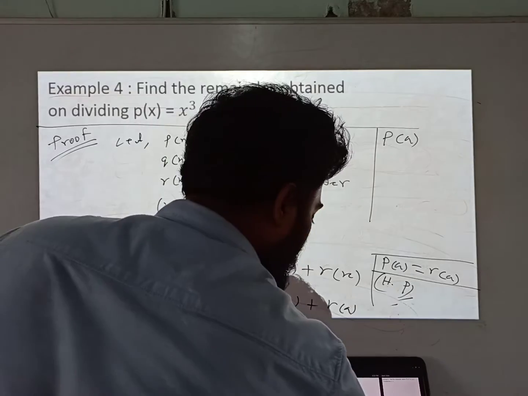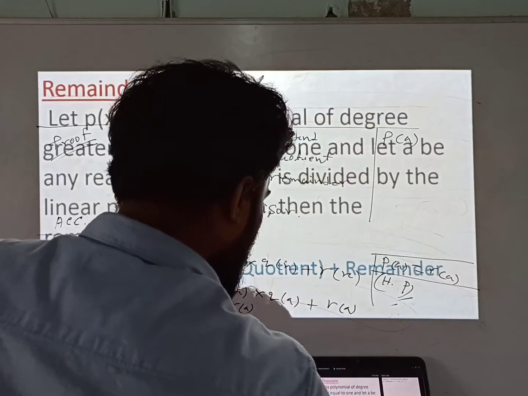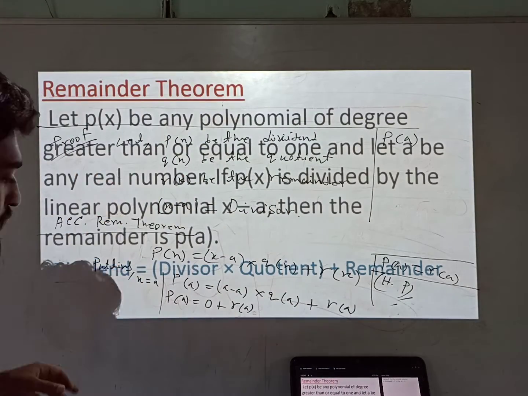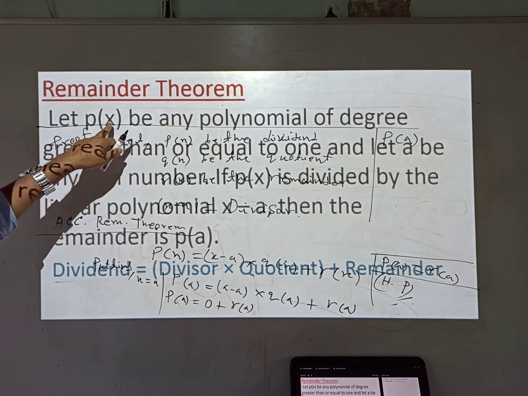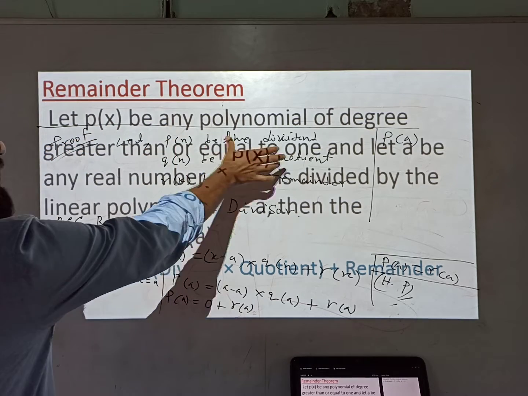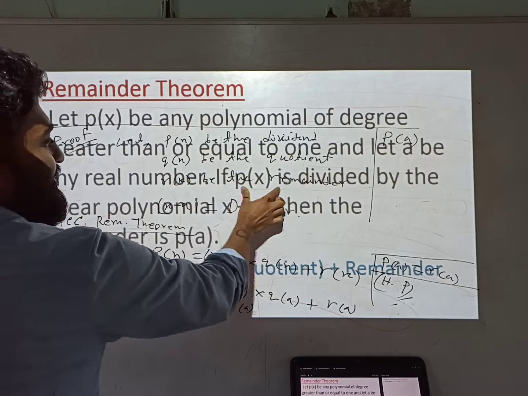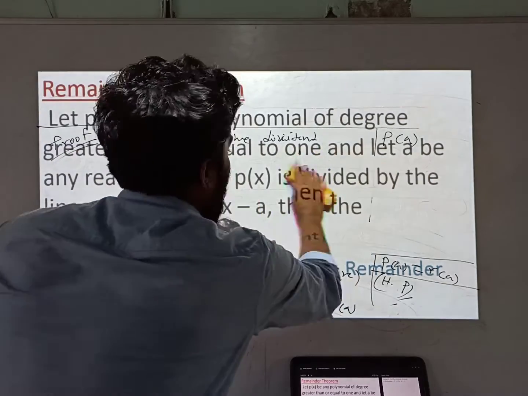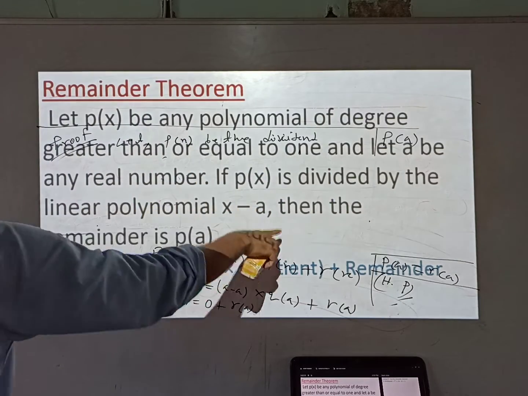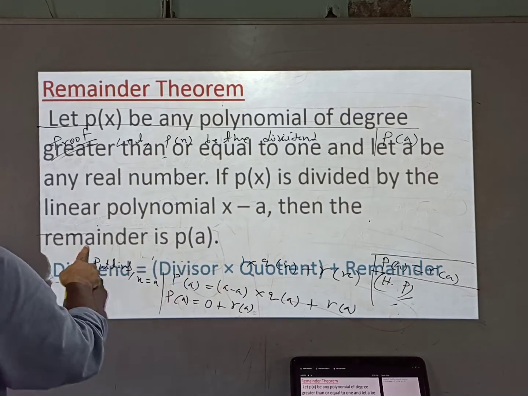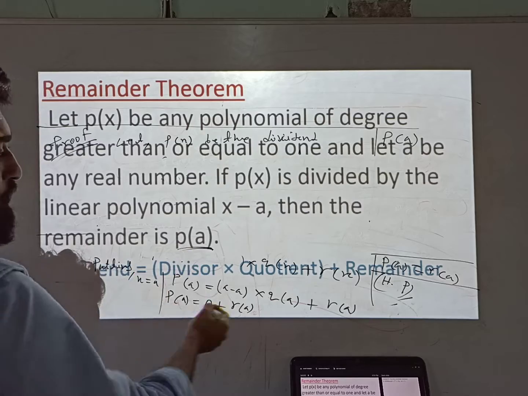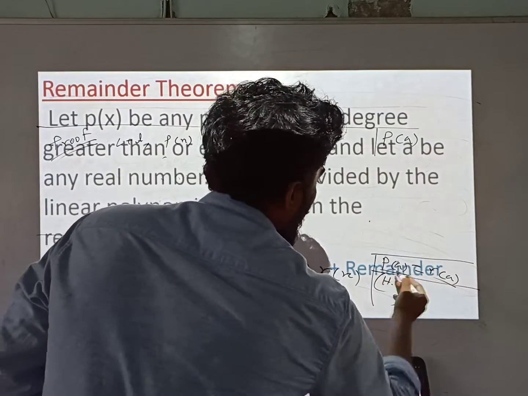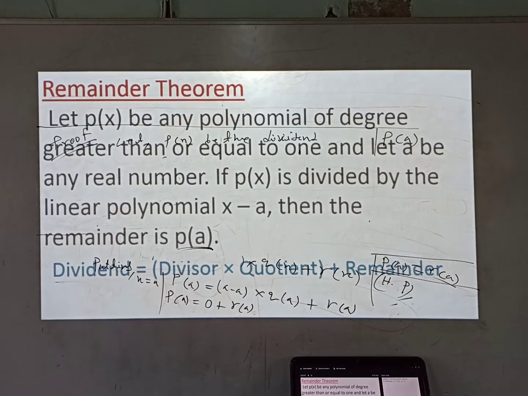You see the remainder theorem? When you see the remainder theorem, you read, when p(x) is divided by x minus a, then remainder will be what? Then remainder will be p(a). So we have proved, you see, p(a) equals to r(a). Yes or not? p(a) equals to r(a). Then the remainder will be p(a).